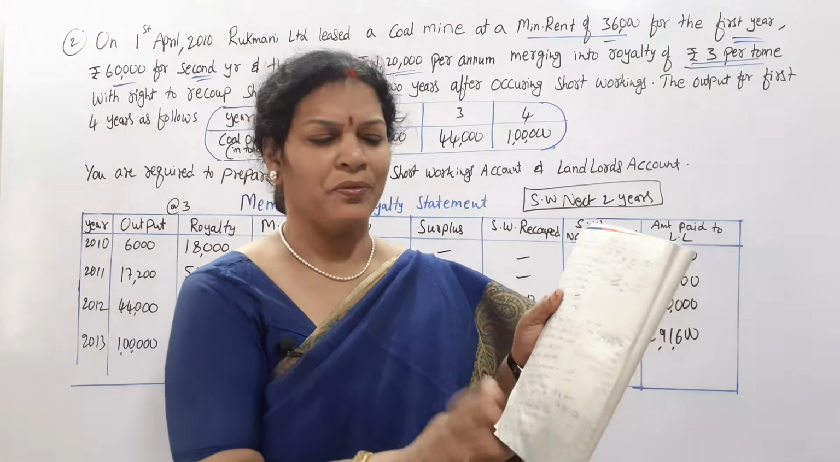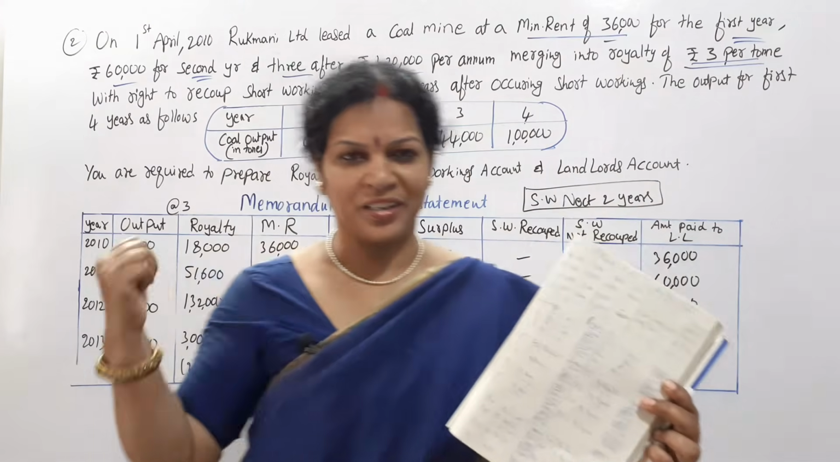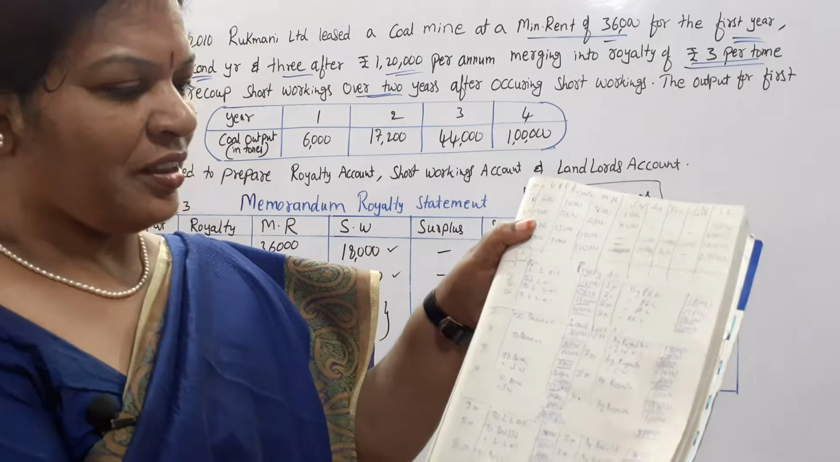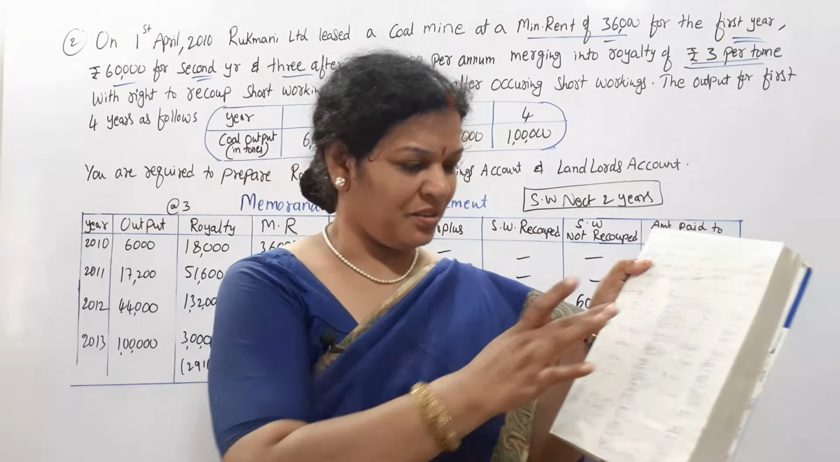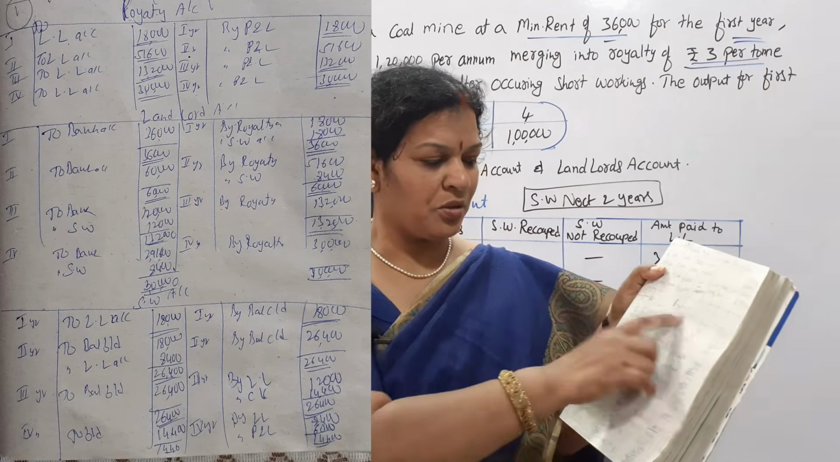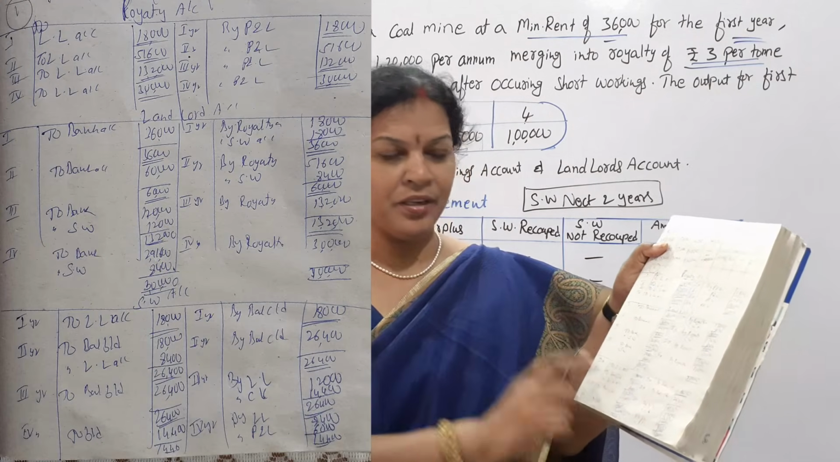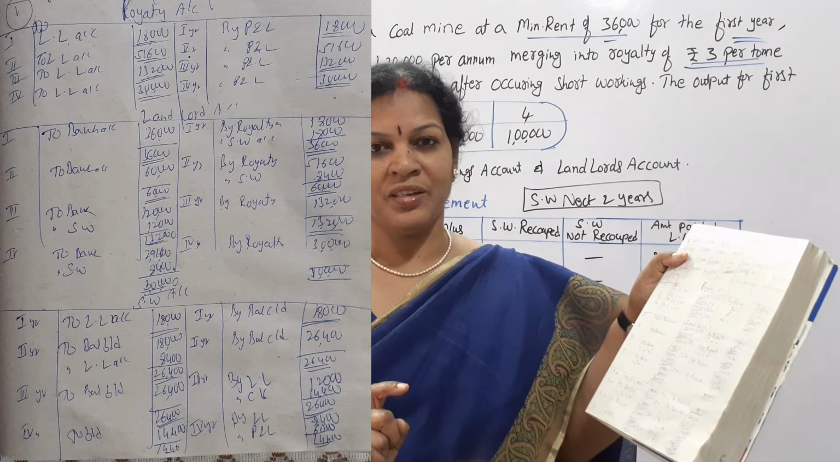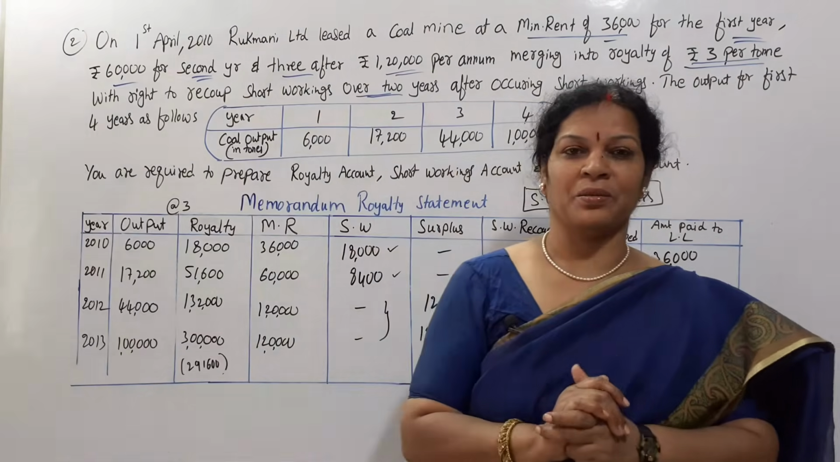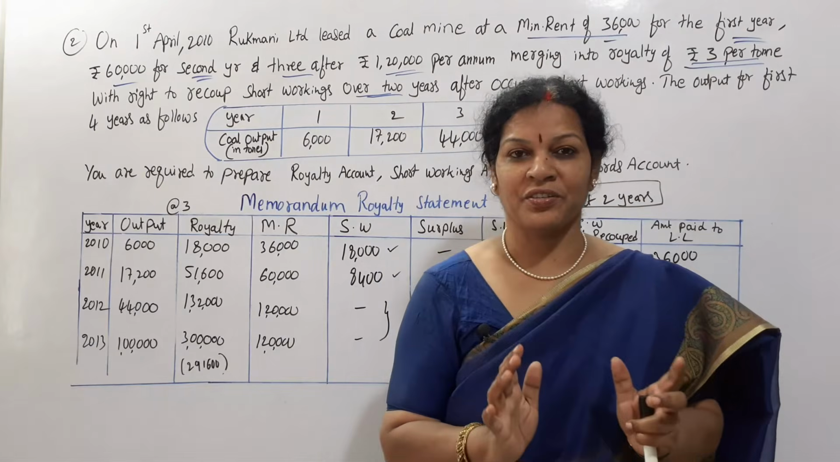I do a first rough work like this, then after that I'll come on to the board. So this one is for your reference. I'll take a screenshot and attach it to this video, so that you can check the royalty account, landlord account and short workings account. Clear? Practice many times. You have to practice by yourself, then only you'll become perfect.